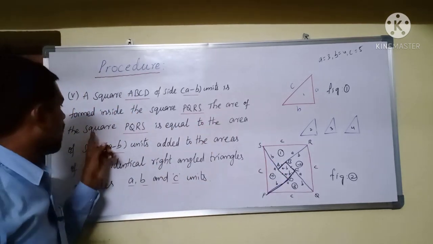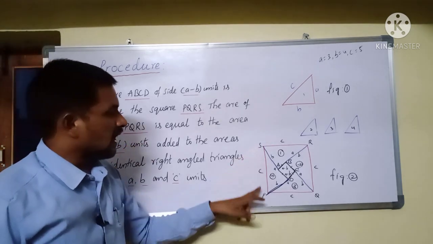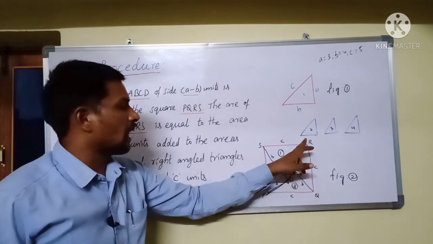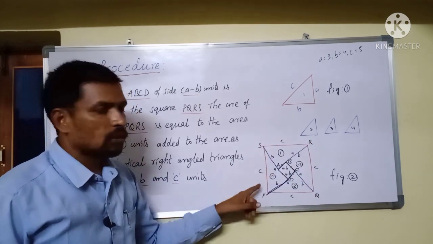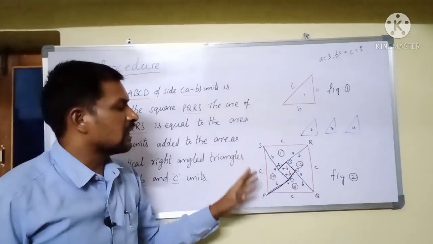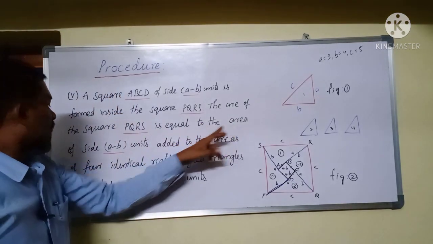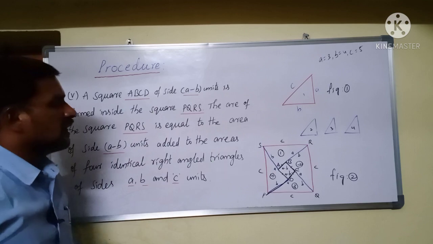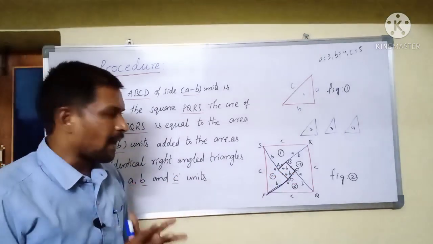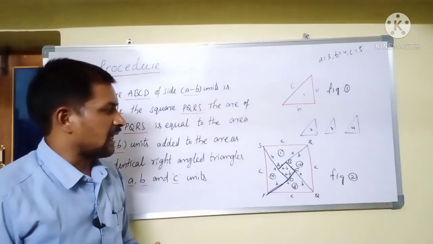The area of the square PQRS, with P to Q, Q to R, R to S, S to P, these 4 sides equal to C units, is equal to the area of the square of side A minus B units. That means the area of square ABCD plus 4 identical right angle triangles.